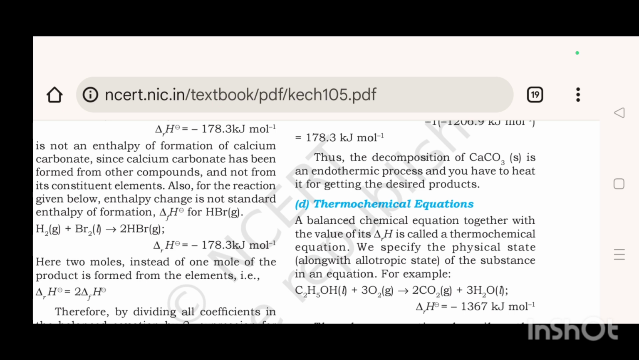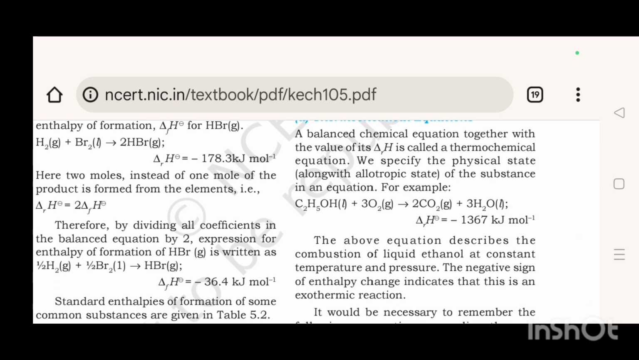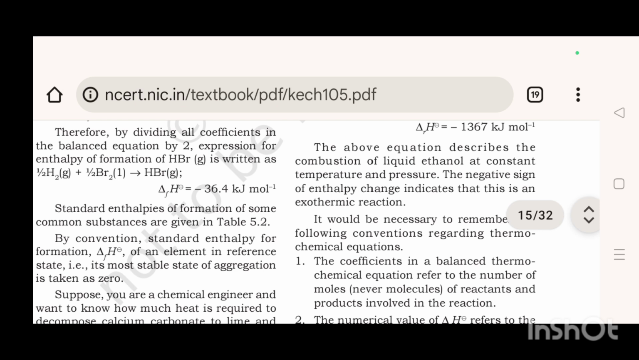Thermochemical equation: a balanced chemical equation together with the value of its ΔrH is called a thermochemical equation. We specify the physical state along with the allotropic state of the substance in an equation. For example, C2H5OH in liquid state plus 3O2 in gaseous state gives 2CO2 in gaseous state plus 3H2O in liquid state, ΔrH is minus 1367 kJ mol⁻¹. The above equation describes the combustion of liquid ethanol at constant temperature and pressure. The negative sign of enthalpy change indicates that this is an exothermic reaction.